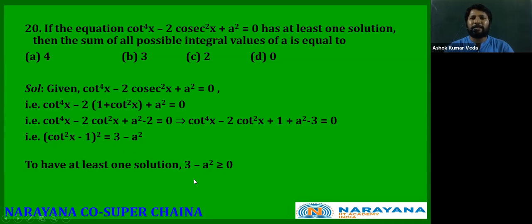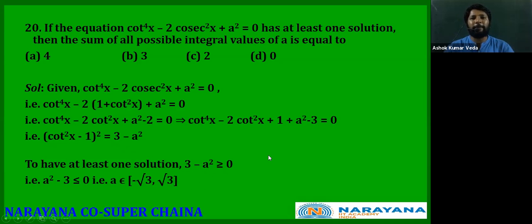Therefore, I can say 3 minus a^2 is greater than or equal to 0. Therefore, I can say a^2 minus 3 must be less than or equal to 0, right? Because I have reversed the two terms. And therefore, a^2 minus 3 is less than or equal to 0, which can only happen if a lies between minus root 3 and plus root 3. I hope you know how to solve inequations like these. So I can say a^2 is less than or equal to 3, and that happens only when a lies between minus root 3 and plus root 3.